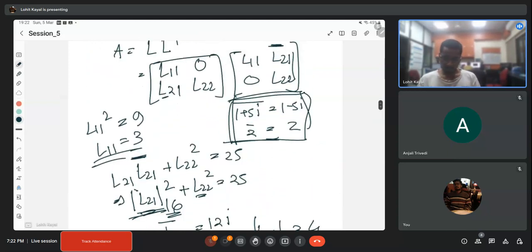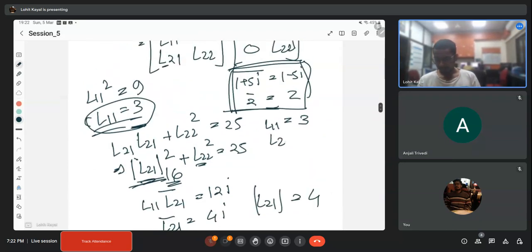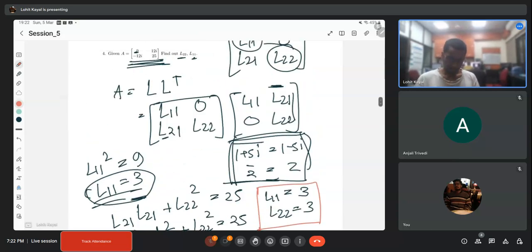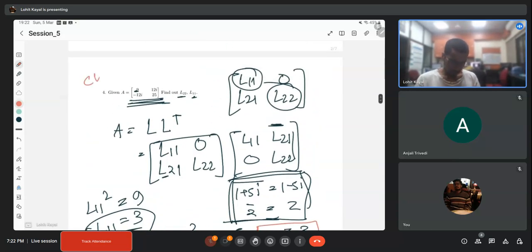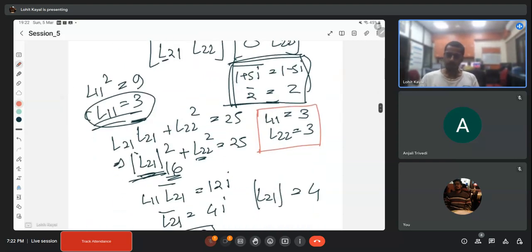So what is your L11? You are getting L11 equal to 3 from here, and from here you are getting L22 equal to 3 as well. So this is your solution. So this is the complete calculation.